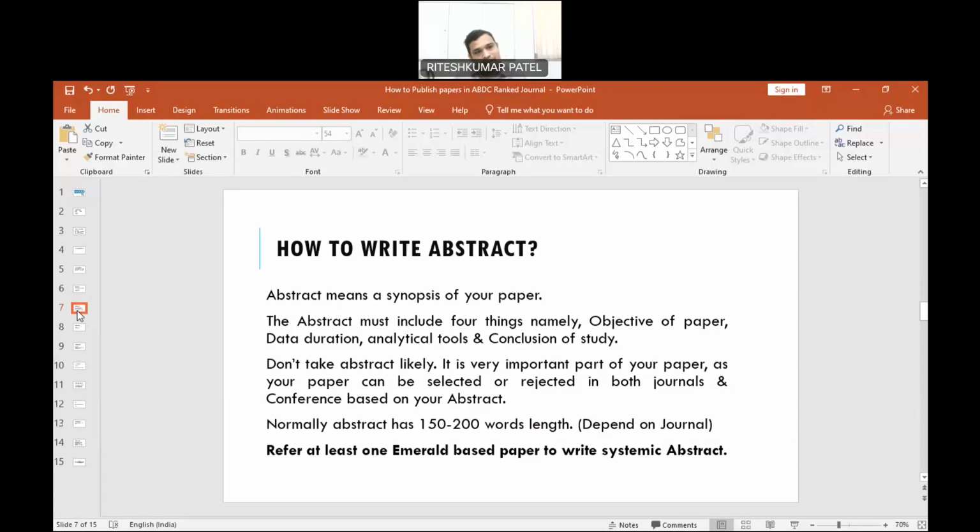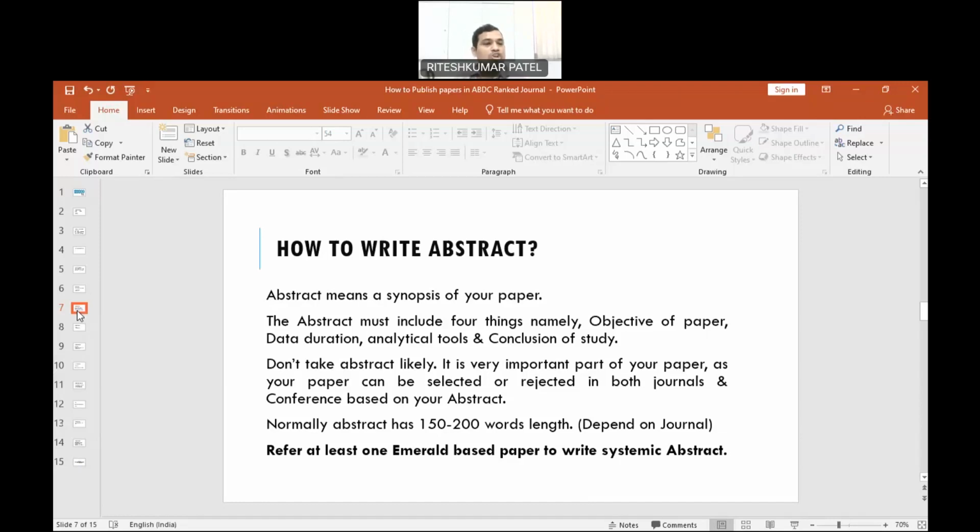So your abstract is the first show point or entry point of your paper. So write it very carefully. Do it in a proper way so that it makes things better. The abstract must include four things. At minimum, these four things should be covered in your abstract. First is the objective of your paper. Second is the data duration. Third, the analytical tools, and fourth is the conclusion.